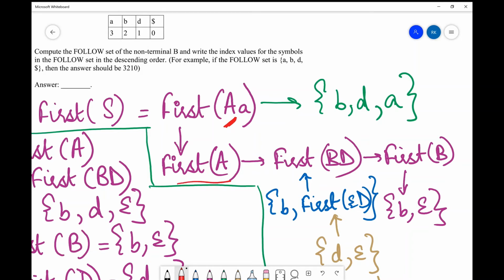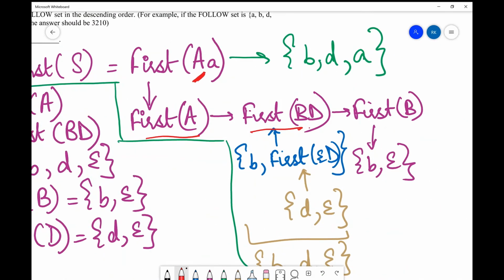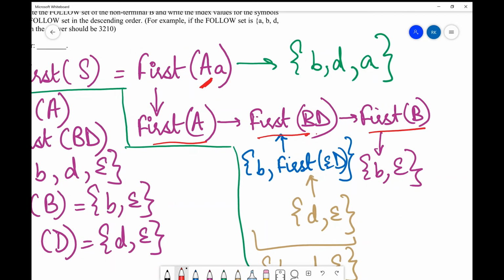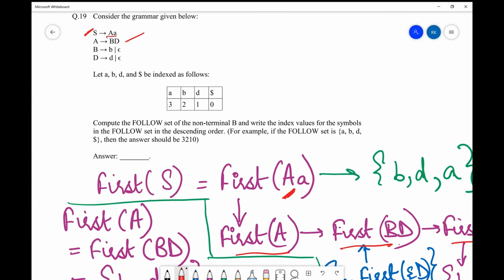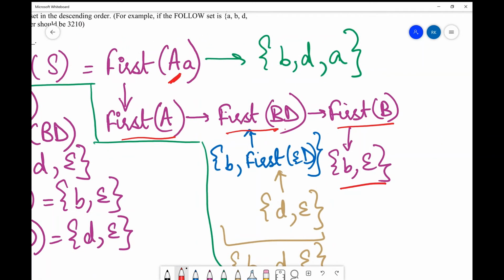It becomes very much clearer, and it becomes easy sometimes to solve some subparts also. So first of A is what now? There is a production over here, A goes to BD, which means that first of A is first of BD. Similarly, this means it is first of B. Now first of B is B comma epsilon, right? I've written this over here. So now you return this value over here.